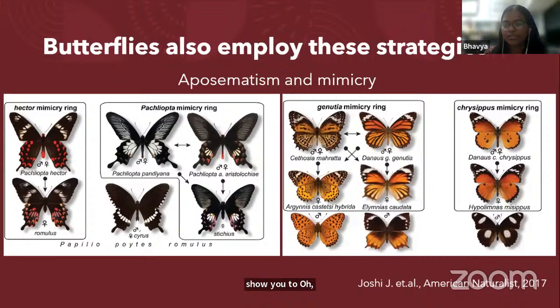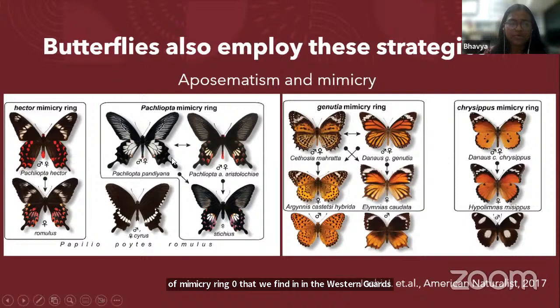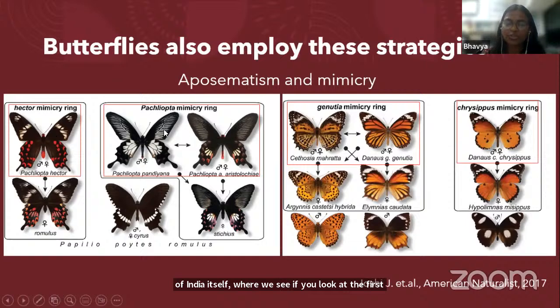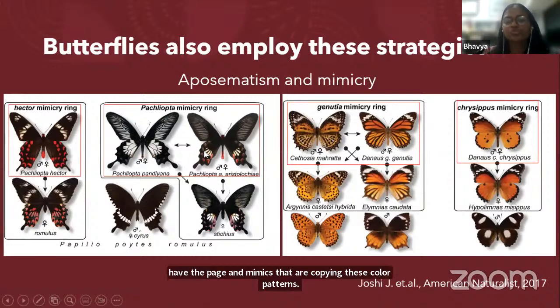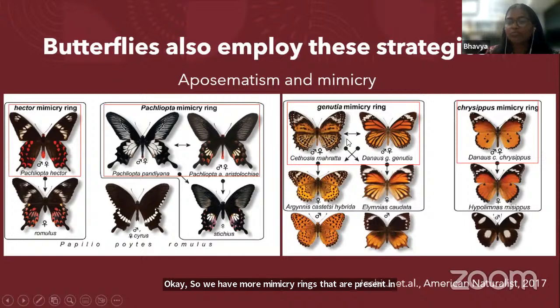four examples of mimicry rings that we find in the Western Ghats of India itself. If you look at the first row, we have the aposematic individuals, or the Mullerian mimics in this case, where we have two individuals that share a color pattern but are both toxic. And within the black color boxes, we have the Batesian mimics that are copying these color patterns. We have more mimicry rings present in the Western Ghats, but I'm just showing you four here. And you can see that there is both Mullerian mimicry and Batesian mimicry over here.